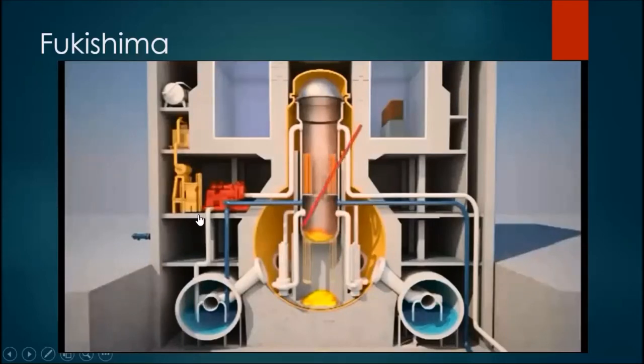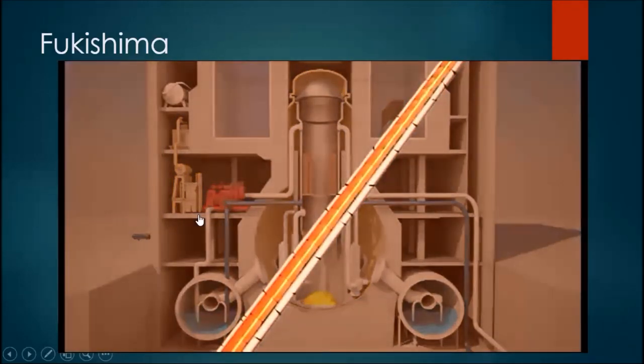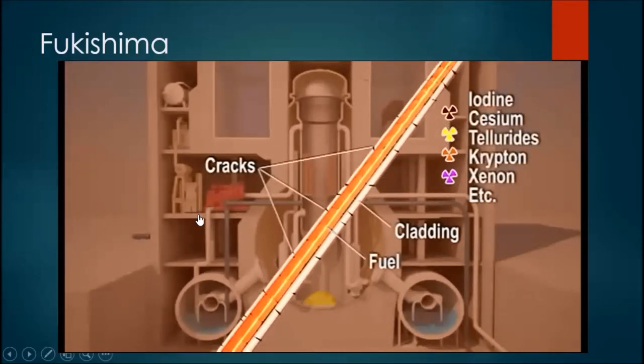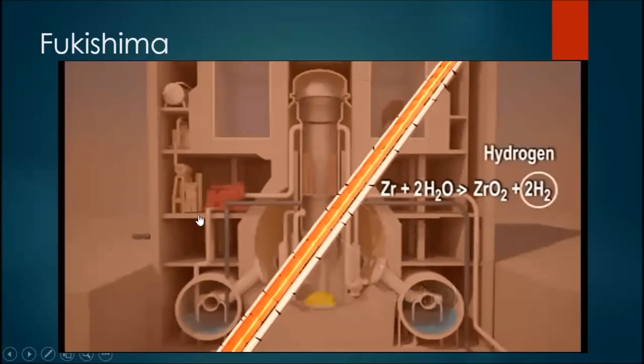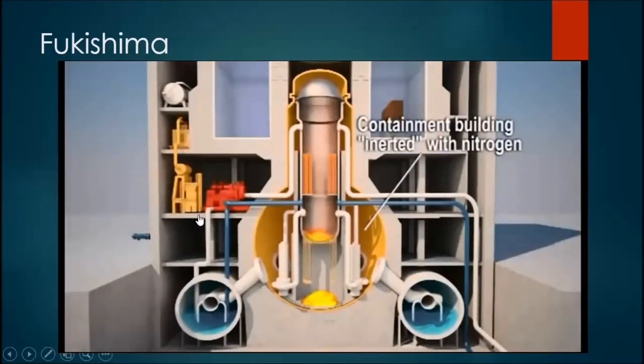To explain this phenomenon, let's have a look at the early stages of fuel degradation. Heated at high temperature, the fuel cladding is oxidized and cracks, releasing volatile radioactive elements. In addition to this, the zirconium of the fuel clad created a reaction with the steam by absorbing the oxygen and by releasing hydrogen. Normally, when mixed with air, hydrogen catches fire and explodes. However, the containment building was filled with nitrogen, an inert gas that avoids the presence of oxygen. At this stage, there was no risk.